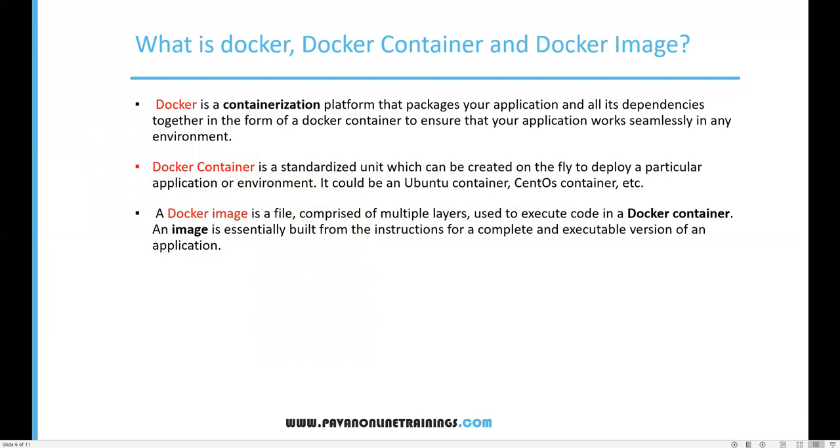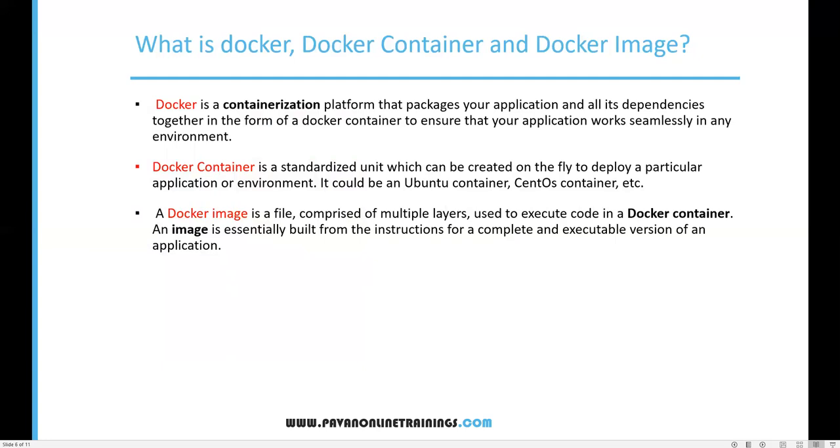Now the next one is a Docker image. So what exactly is a Docker image? A Docker image is a file comprised of multiple layers used to execute code in a Docker container. So an image is essentially built from the instructions for a complete and executable version of an application. So I will just simplify this definition. What exactly is a Docker image?